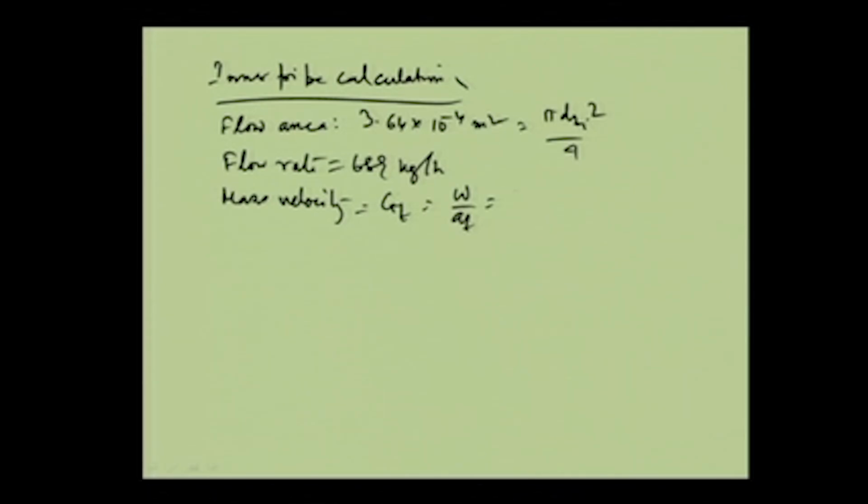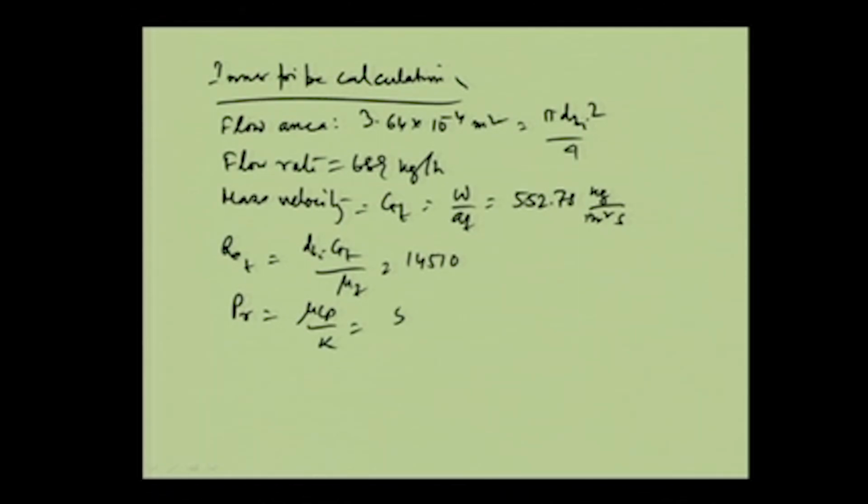So this is becoming 552.78 kg per meter square per second. Mind you, it was converted into seconds, so divided by 3600. Fine. And then Reynolds number for tube side fluid is equal to dTi GT by mu T, and that happens to be 14510. If we do the calculations properly, we will get this, and Prandtl number will be mu Cp by K, and that is equal to 5.37.